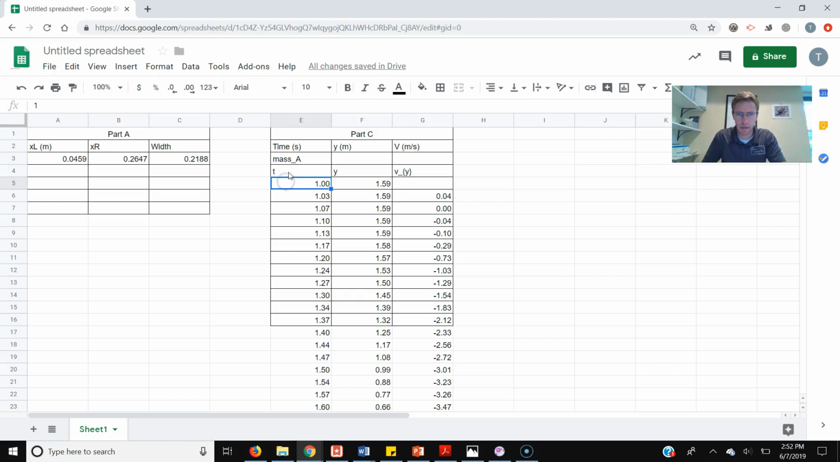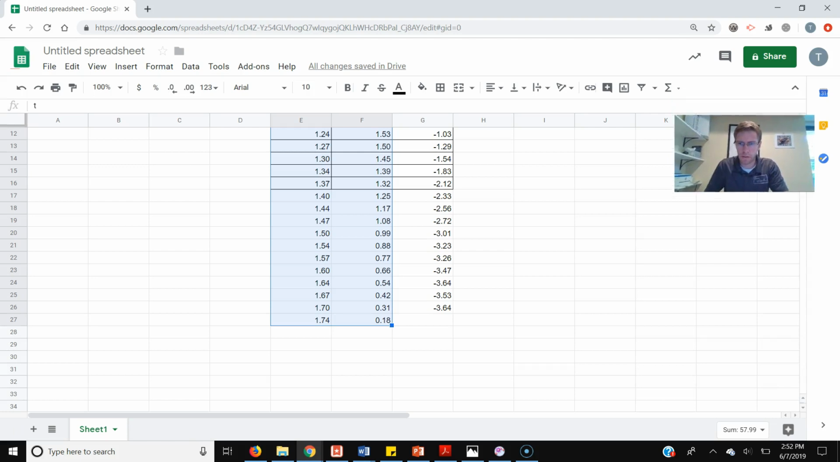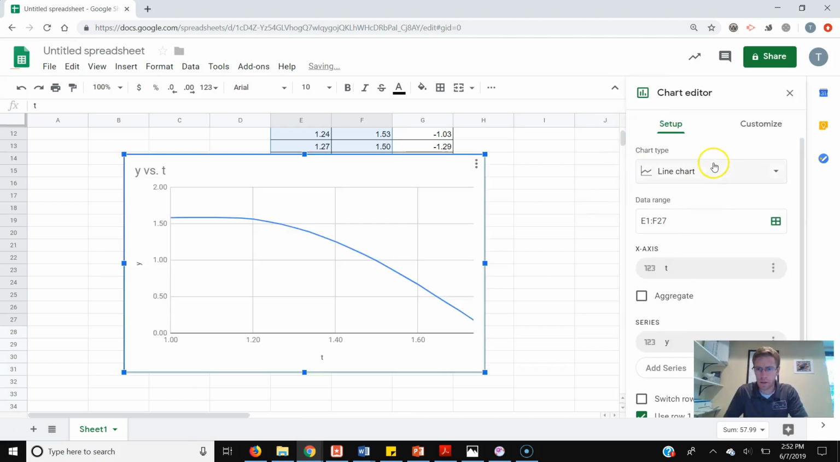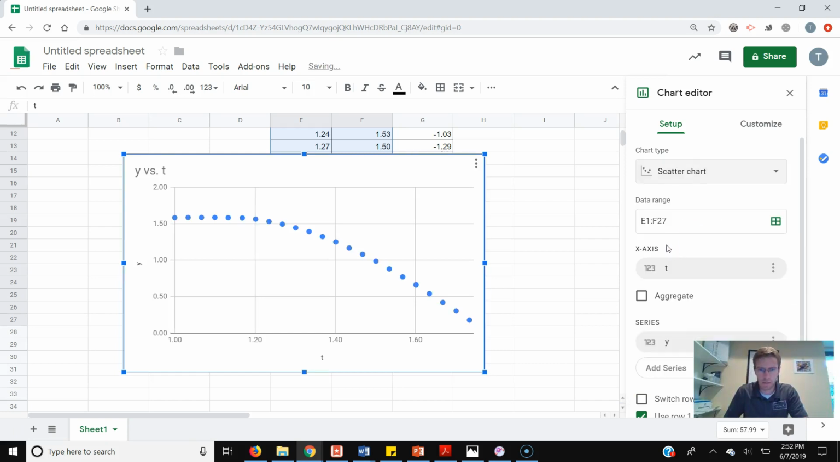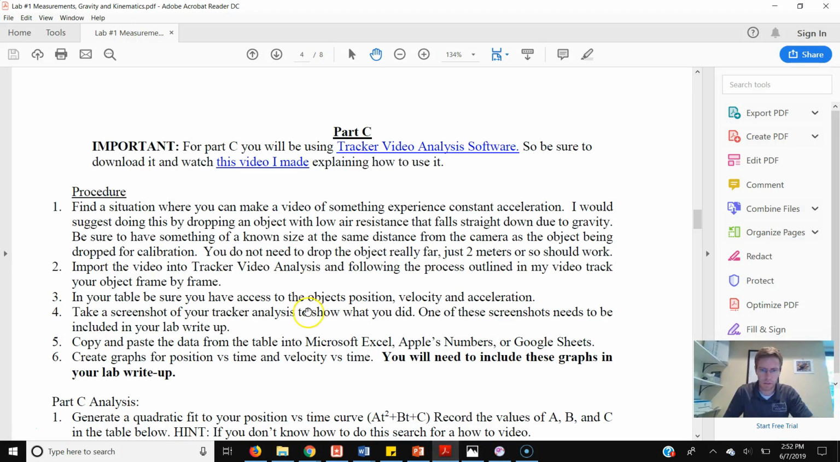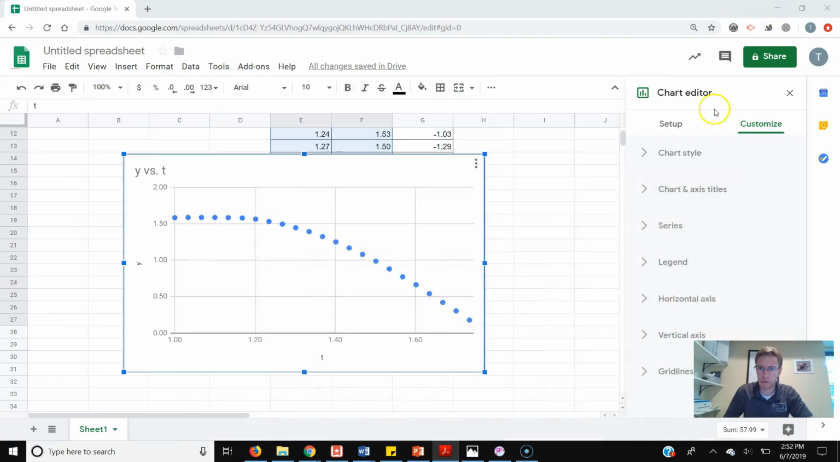But now you can go ahead and create the plots that you're interested in. So you can take your time and position and do a scatter plot. So again, we'll come over here and create a chart. Maybe insert chart. And then the default is a line chart, but we want a scatter plot. So I'll go down here and click scatter plot. And then you see that you kind of have this quadratic type form. And I tell you, you need to do a fit. A quadratic fit, if you look at the lab, it talks about doing a quadratic fit in the form y equals at squared plus bt plus c. So I want to go back and do that.